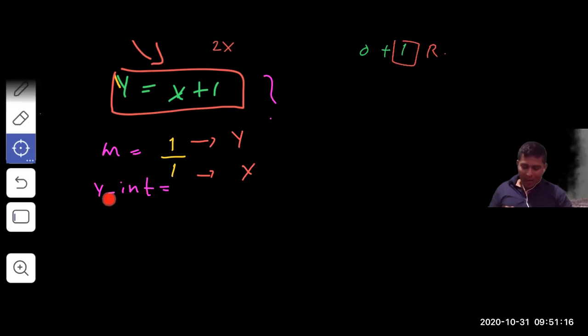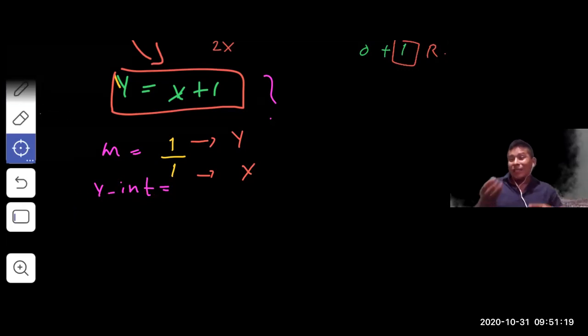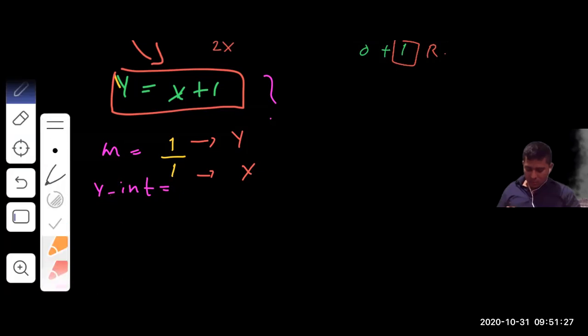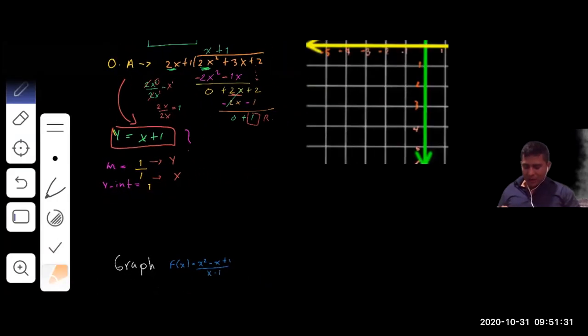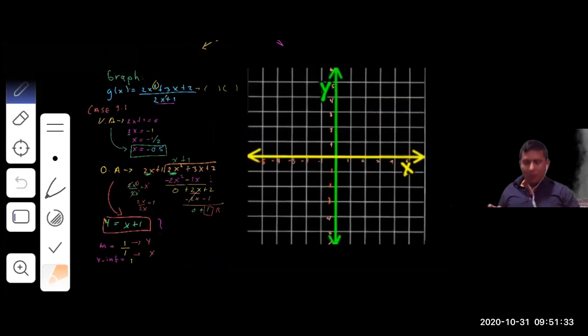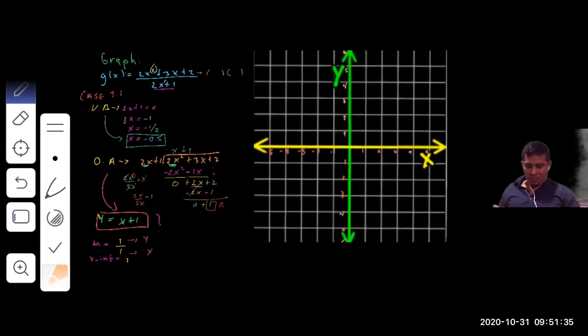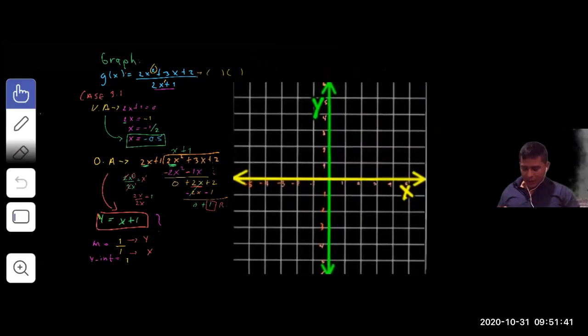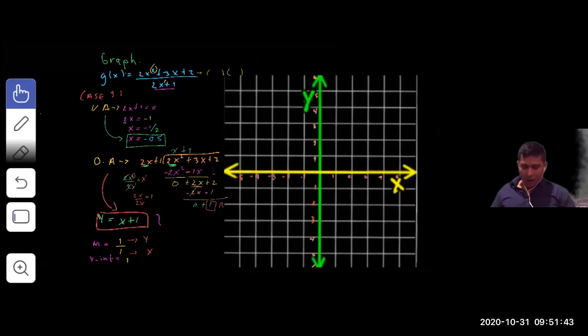And what is the y-intercept? The y-intercept, guys, is always the constant term, even in the quadratic function. Do you remember? What is the y-intercept? It's 1. With this information in our hands, we are completely capable of making this graph. I'm going to give you some time to make the coordinate system, and we're going to work on the graph.